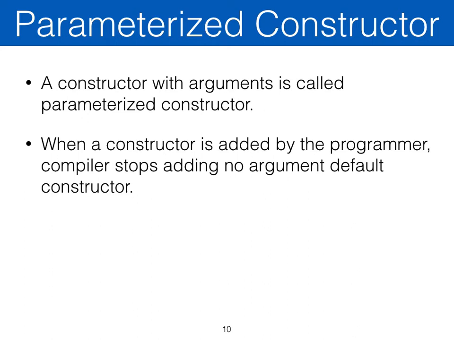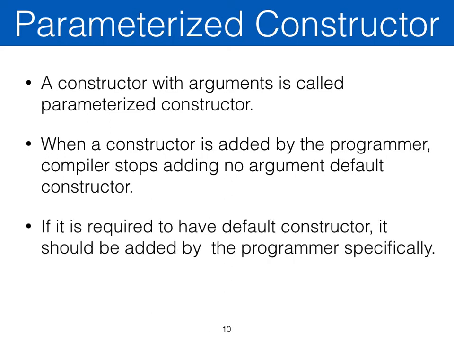The moment you add a constructor, the compiler will stop adding a default constructor from its side. If it is required to have a default constructor, it should be added by the programmer specifically. So suppose you have added a parameterized constructor and you require a default constructor also, that means you have to add that default constructor. Compiler is no more going to add that constructor.